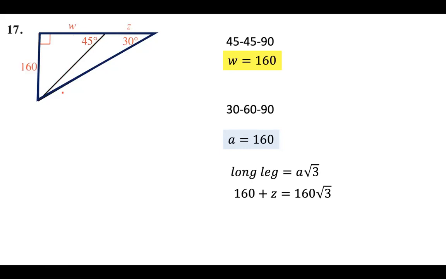And now it's just simply, we subtract 160 from both sides. You need a calculator for this. So technically, that's the exact answer right there: 160 root 3 minus 160. The book, if you check the back there, gives you that it's approximately 117. That's what happens when you take 160 root 3, subtract 160 with your calculator, you get about 117.